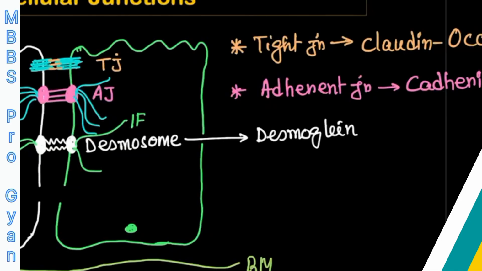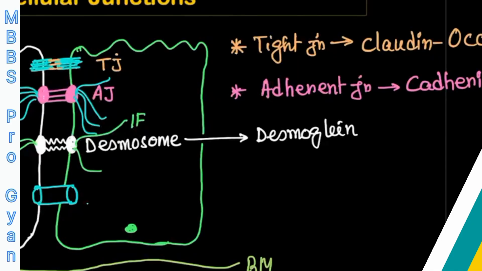So far we have discussed junctions through which no molecule can pass from one cell to the other cell, like the tight junction, the adherent junction or the desmosome. Now we are going to discuss another junction where there is a pore, an opening between one cell and the other cell, like a simple channel. This junction is like a channel through which small molecules can pass from one cell to the other cell.